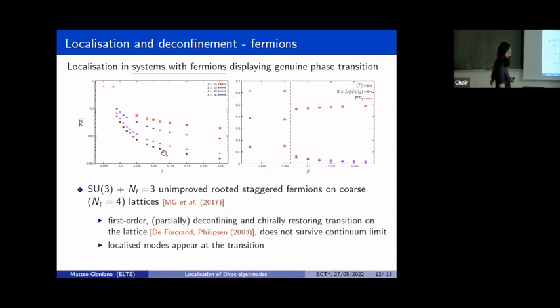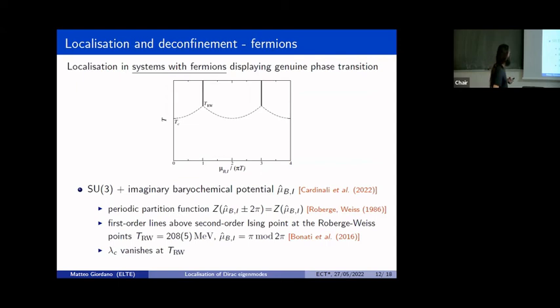Now, this is a toy transition. What about systems with a true phase transition that survives the continuum limit? Well, this is something that we looked at pretty recently. And the scenario here is QCD with an imaginary baryochemical potential, at mu over T equal to pi. So this is the Roberge-Weiss line, if you wish.